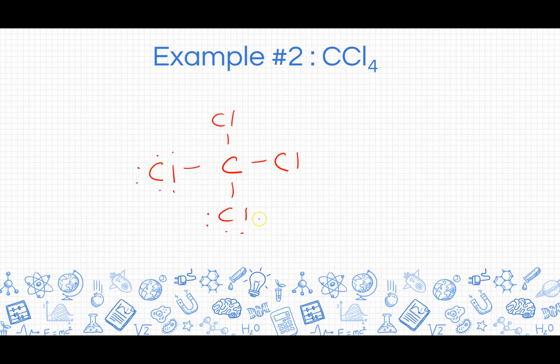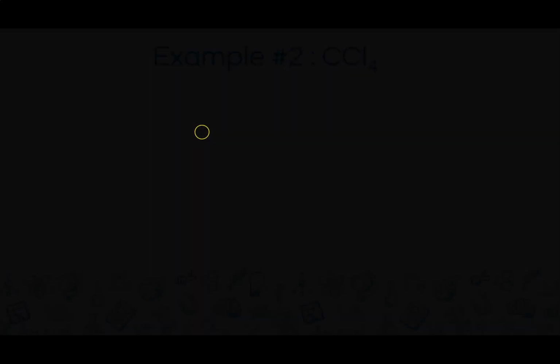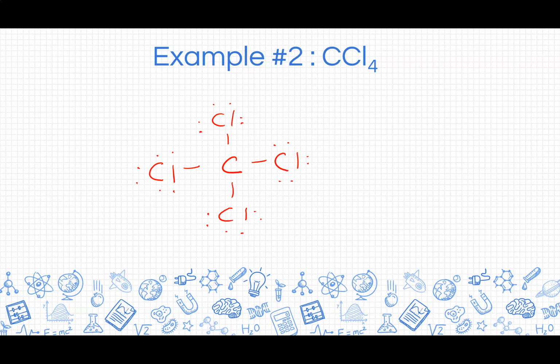Putting all my lone pairs here. Cool. Okay, TBL this. Please remember, only the central atom. Actually, all those dots on the chlorine don't matter. I'm only looking at my central atom, which is carbon.